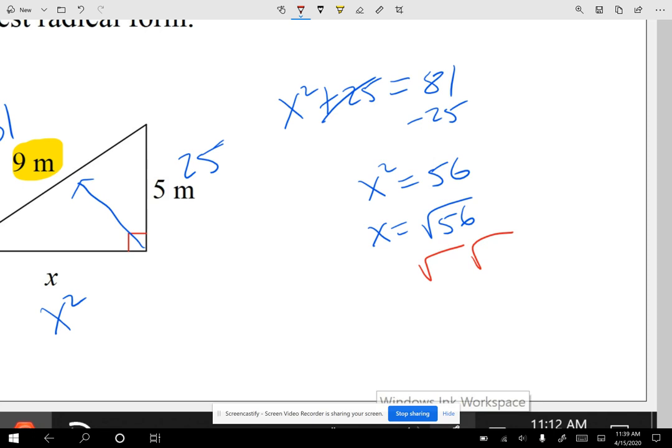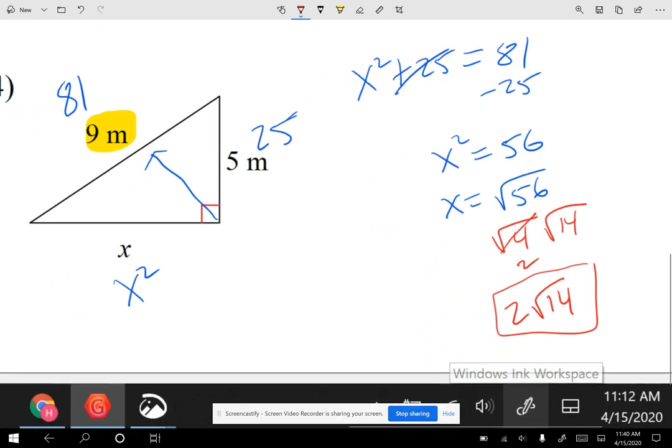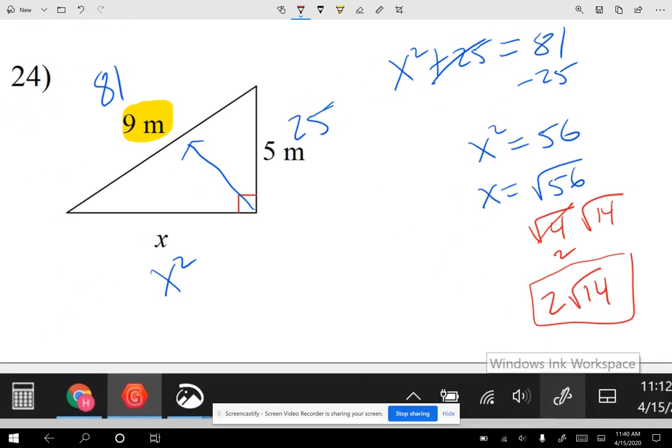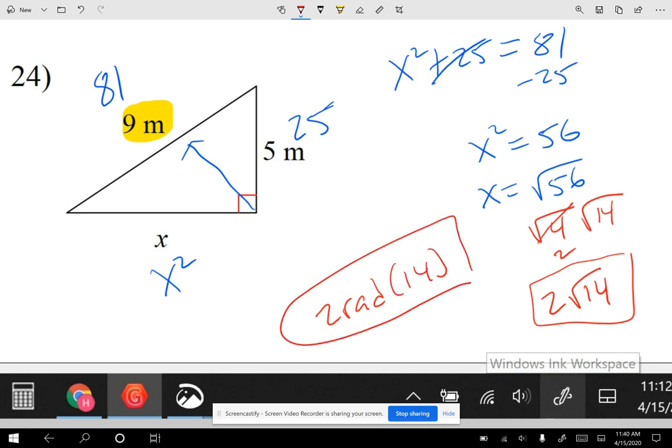And now I'm thinking, 4. I grab my calculator, go 56 divided by 4 gives me 14. So that means 4 times 14. And the square root of 4 is 2. So I have 2 square root of 14. Now, 14, I can break that as 2 times 7, but neither of them is a perfect square. So that is as simple as we can go. Now, how am I going to type this? I'm going to type this as 2 rad 14. Make sure you have the parentheses for the rad.